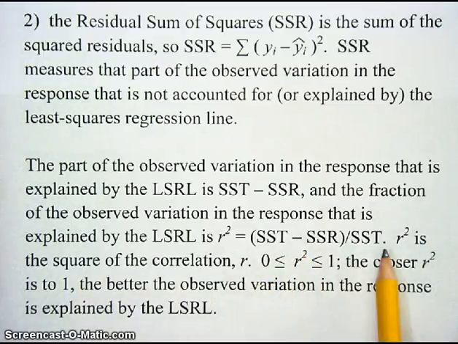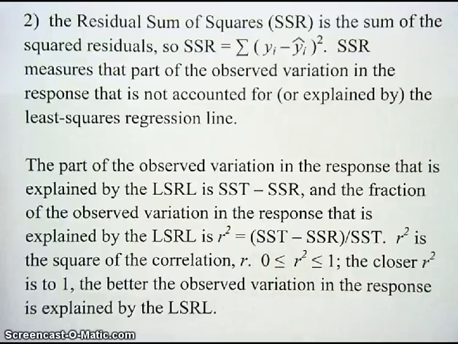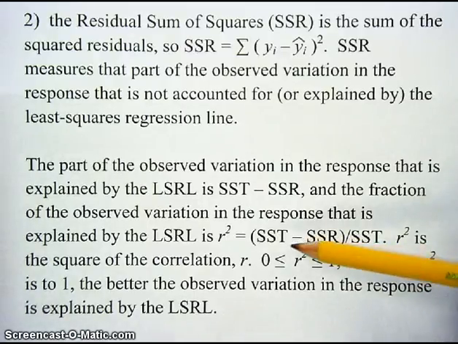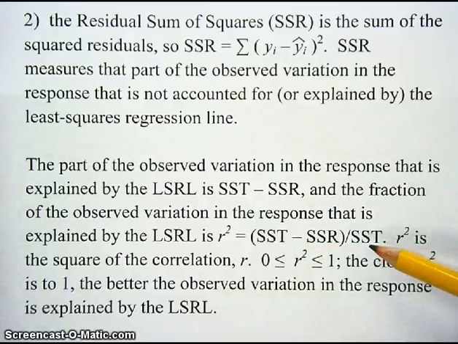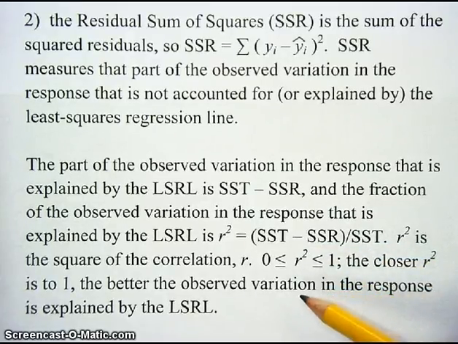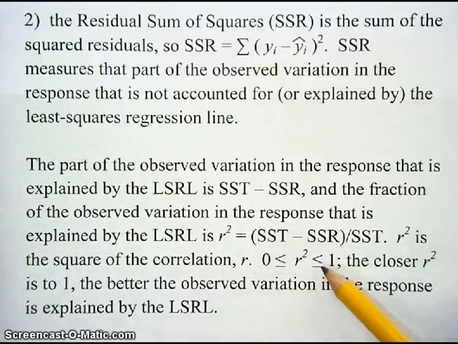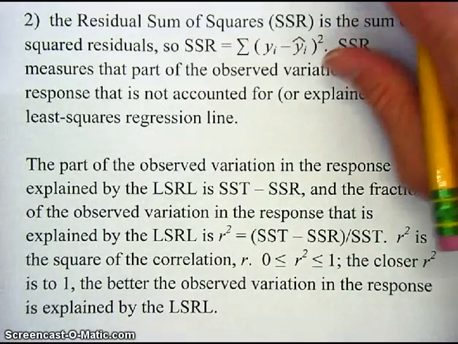Okay, R squared is the square of the correlation. Even though it looks like we came at it from a totally different point of view, algebraically, if you were to break this down and square the correlation formula and do a lot of algebra, you could show that this is actually equivalent to the square of the correlation formula. Now, since correlation is some number between negative 1 and 1 inclusive, R squared has to be between 0 and 1 inclusive. And the closer R squared is to 1, the better the least squares regression line is doing at explaining the variation in the response variable.